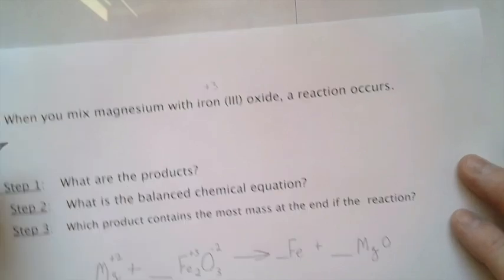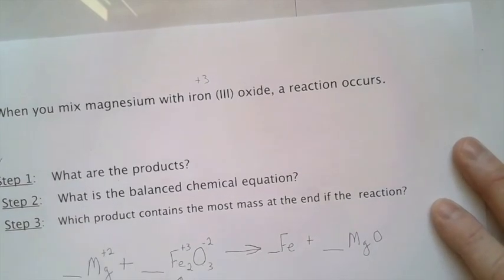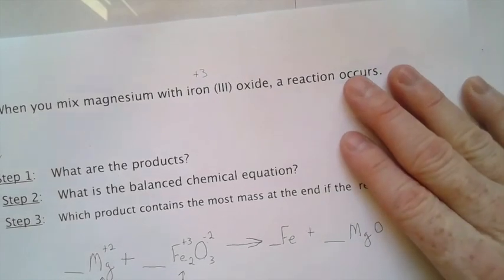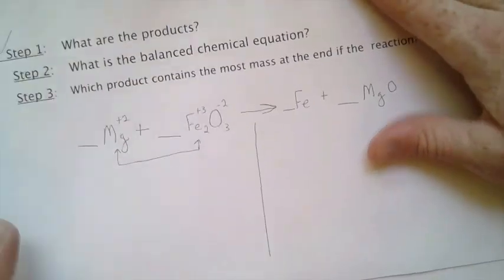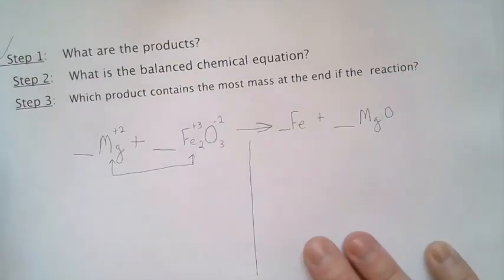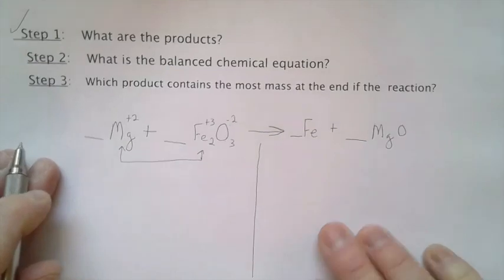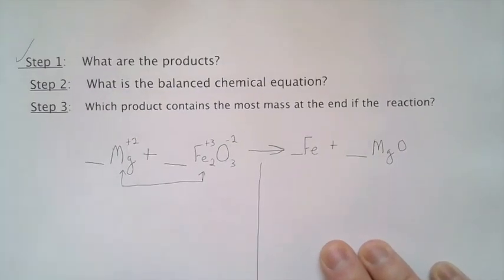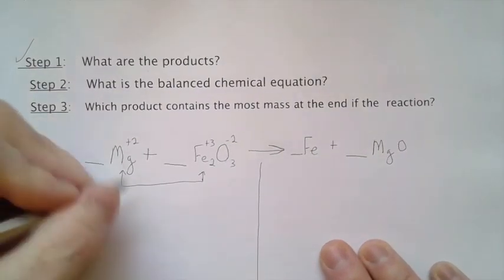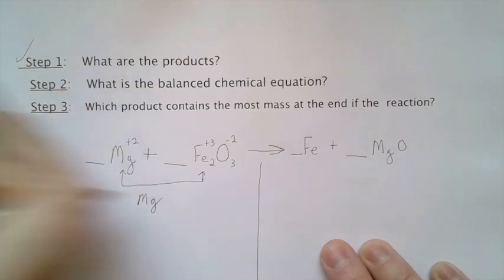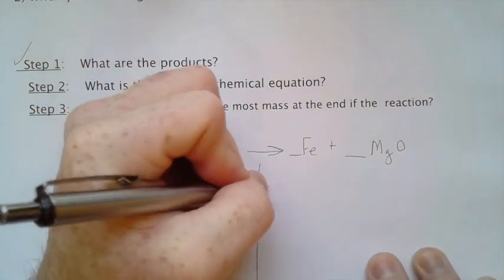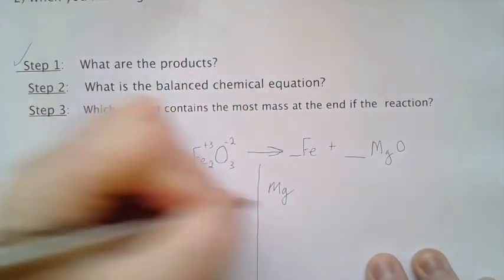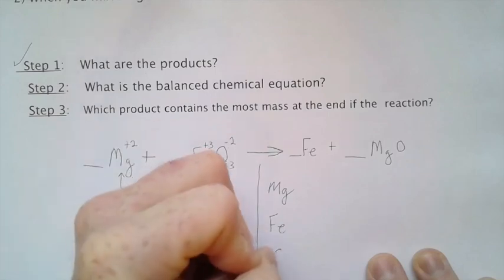Now, step 1 is complete. We know what our products are based on what the reactants were. So now we're going to go through the process of balancing it. Pay attention here to what I'm doing and make it so that you can see everything that I'm doing. So we're going to go through this and balance the equation. We've got magnesium, we've got iron, and we've got oxygen.